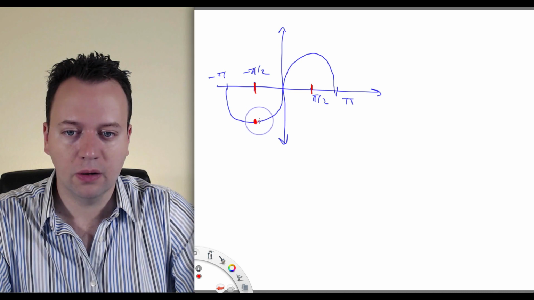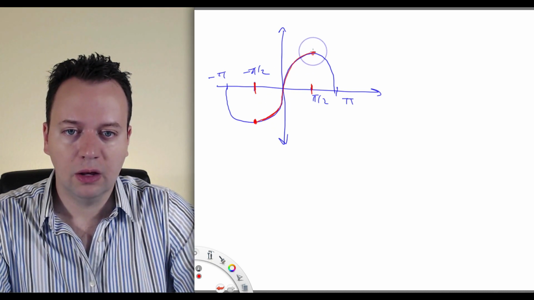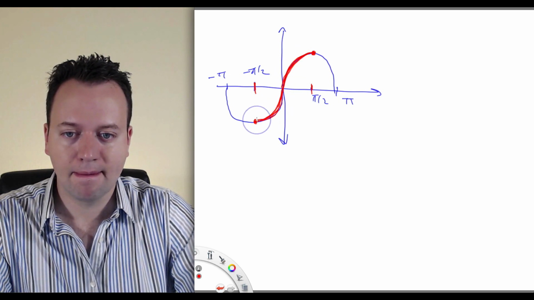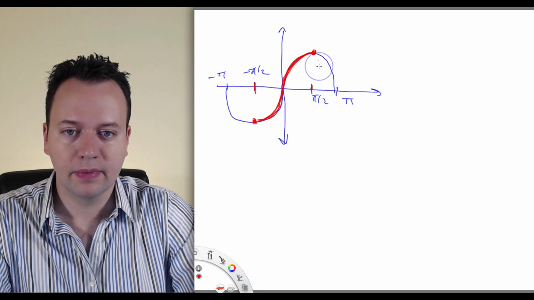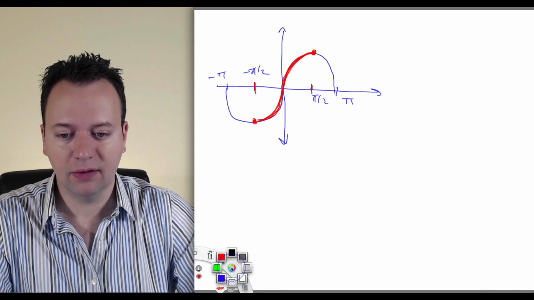So we start here, we move up, and we go to here. So we just consider this single arc in this sine function, just like that. And only on this domain do we say that the function sine of x is invertible.